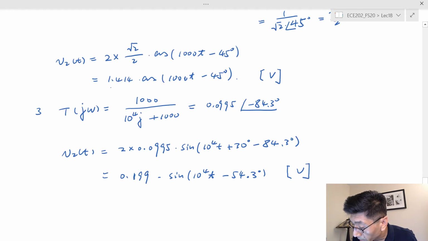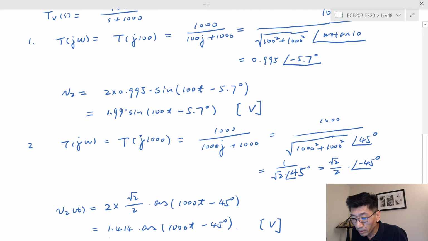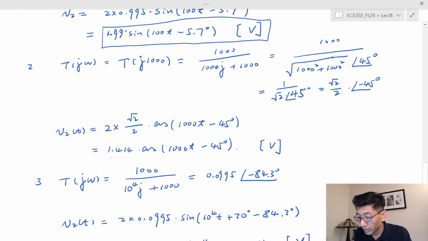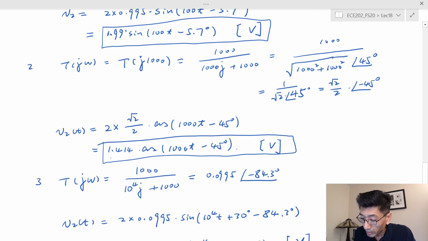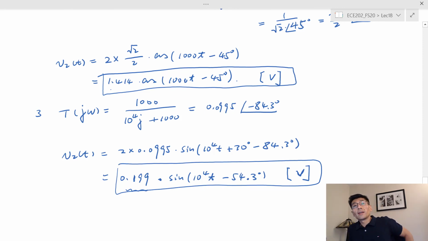We can see here that at a higher frequency, the amplitude of the output is really low now, 0.199, which is 10 times lower than the original we had for the first case. So we have all three cases solved, and this is how we would use the transfer function to find the steady state sinusoidal responses. Okay, I'm going to see you in a moment for the frequency response.